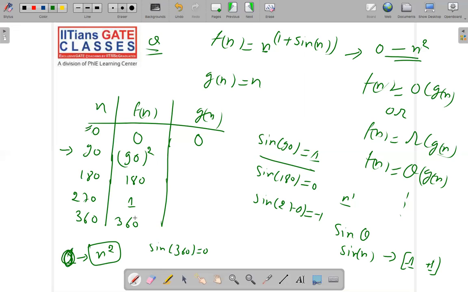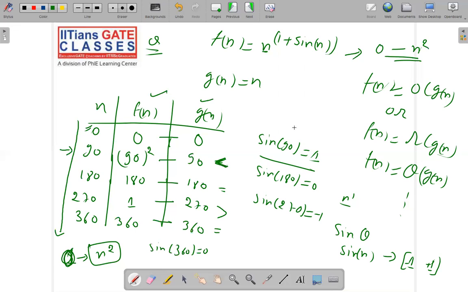Corresponding to that, Gn will always remain as n: 90, 180, 270, 360. So here you can see that the value of Gn is equal, smaller, equal, greater, equal. When you again try to put more values in n and try to find any relation between these two, you won't be able to find any relation, because the value of Fn varies from 0 to n.